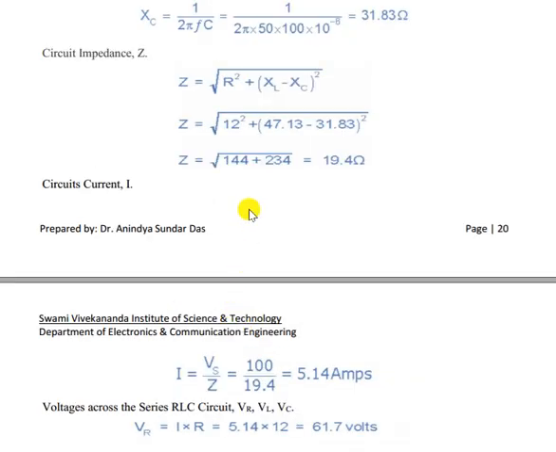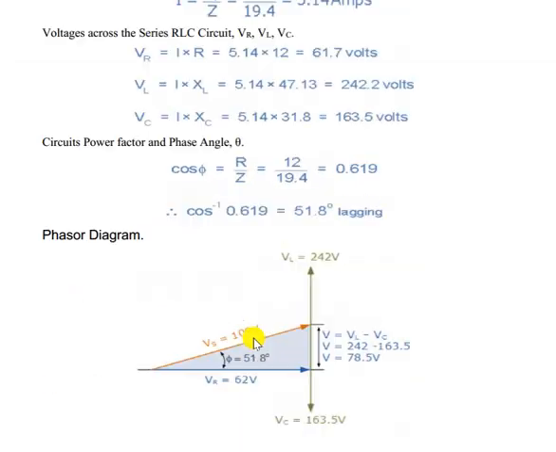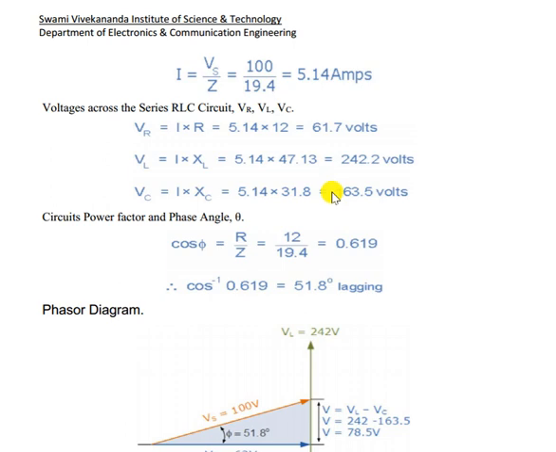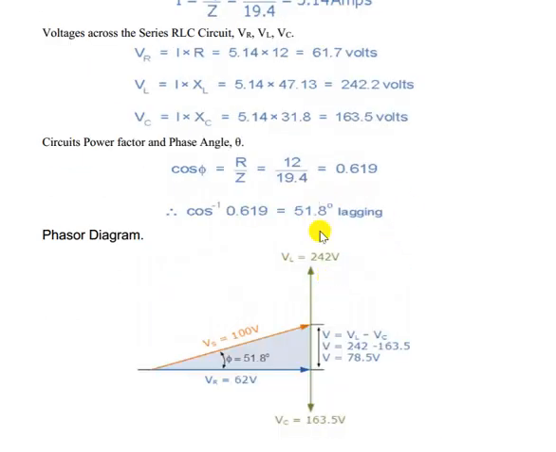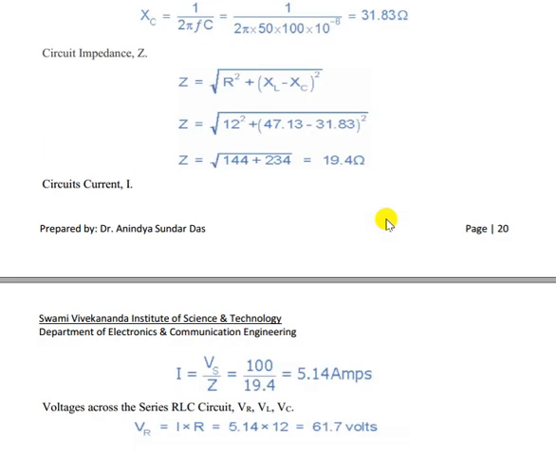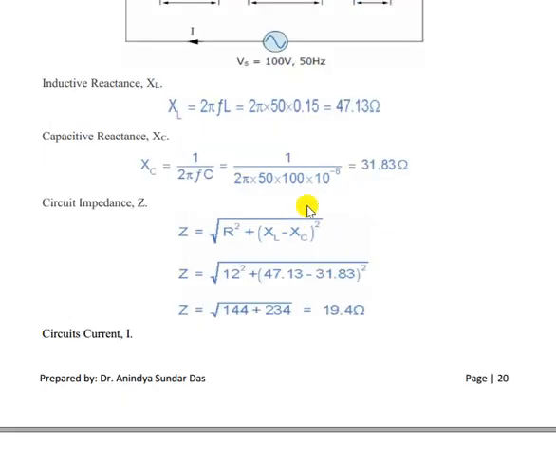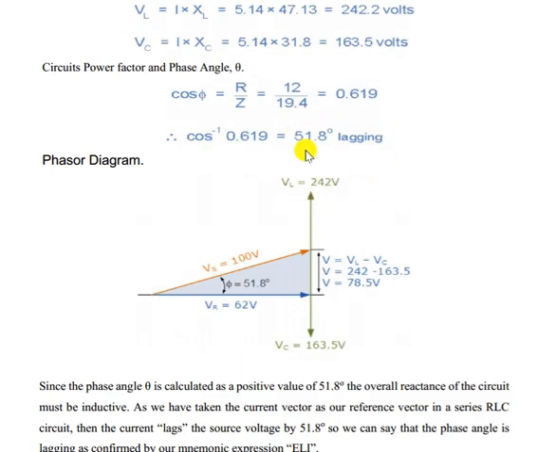So we know the value of R and we know the value of Z. So we can find out the value of cos phi equal to this. So the phi angle is cos inverse of 0.619, which is 51.8 degree, lagging. Now why is it lagging? We are saying lagging because this is an inductive circuit, because XL is greater than XC. Okay, that is why we have to consider lagging power factor.